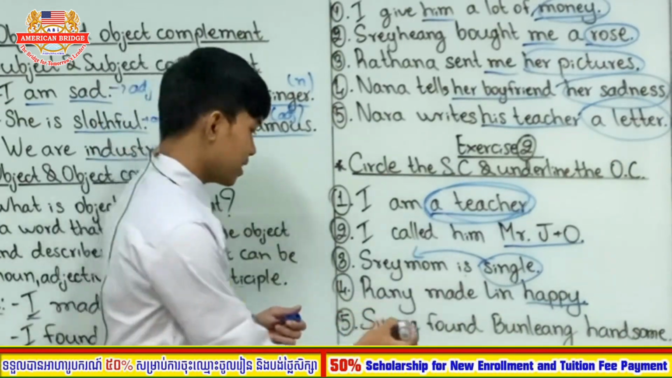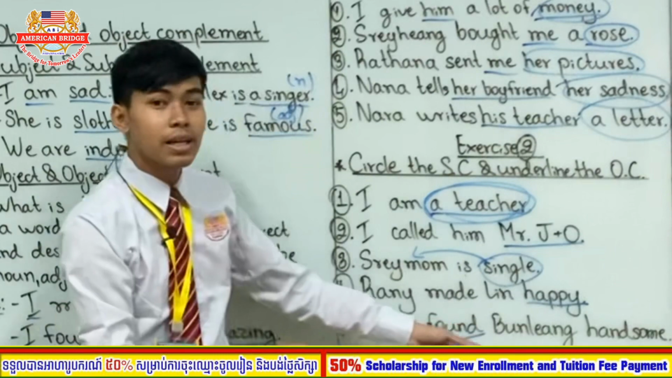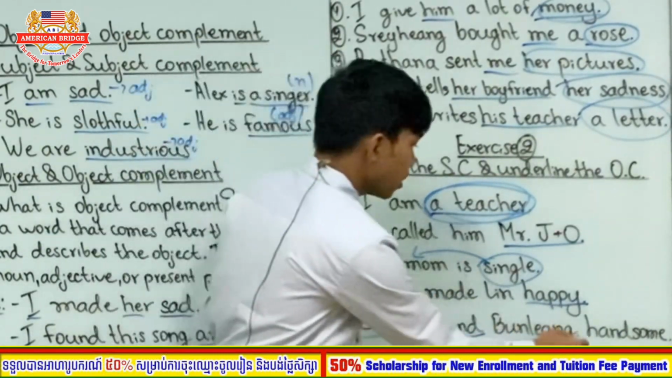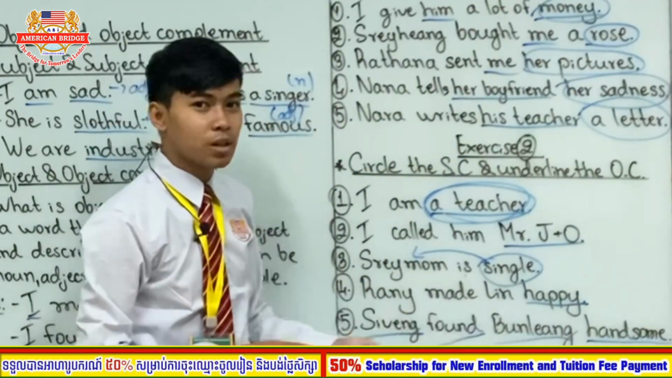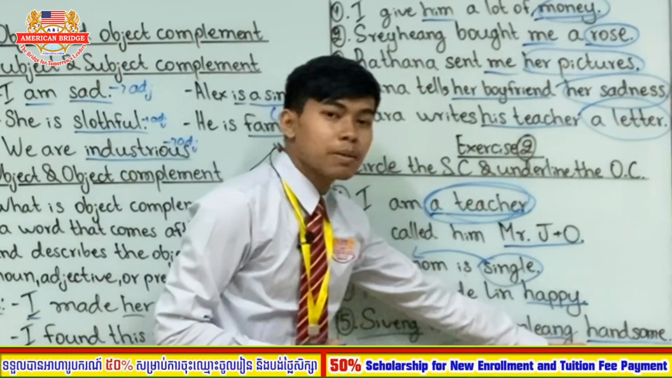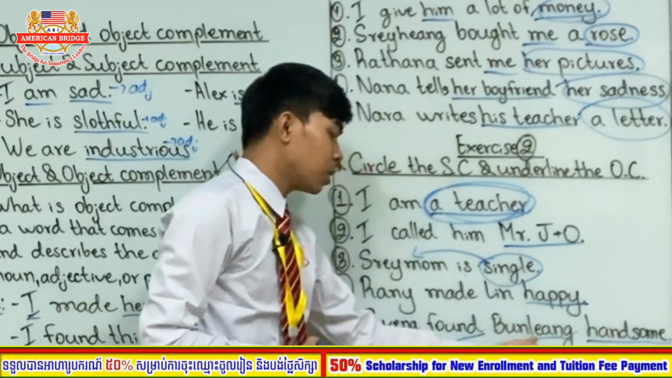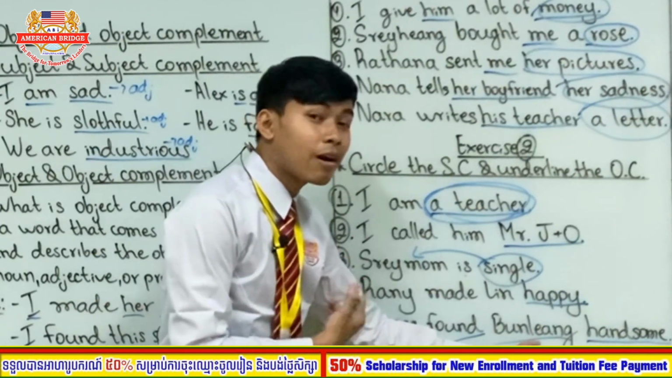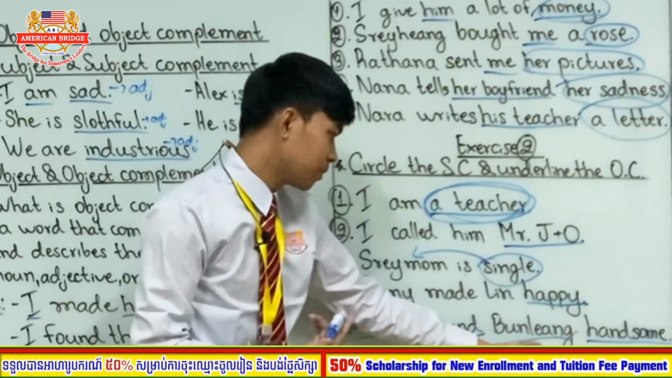Siu Eng found Bun Liang handsome. Siu Eng is a subject, right? And found is a verb. Bun Liang is an object. So handsome here is an object complement. Why do I say handsome is an object complement? Because the word handsome here comes after the object Bun Liang and it describes Bun Liang. Siu Eng found Bun Liang what? Found that Bun Liang is handsome, right? Maybe she has a crush on Bun Liang.